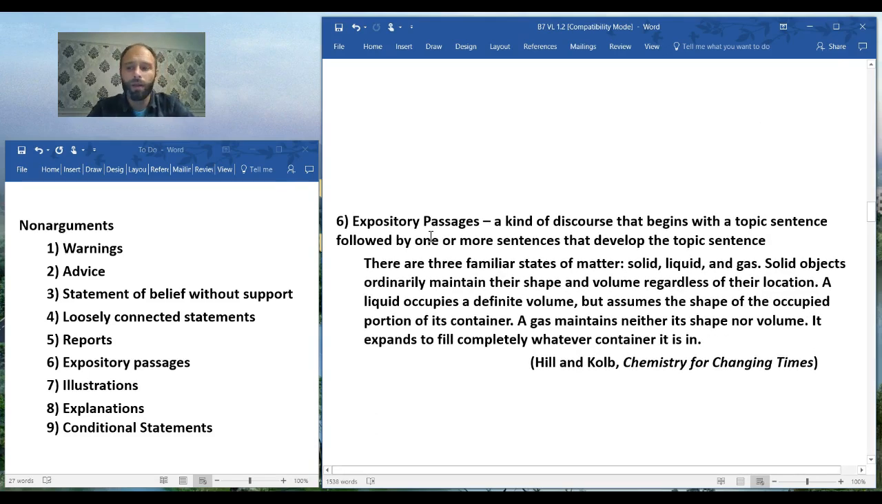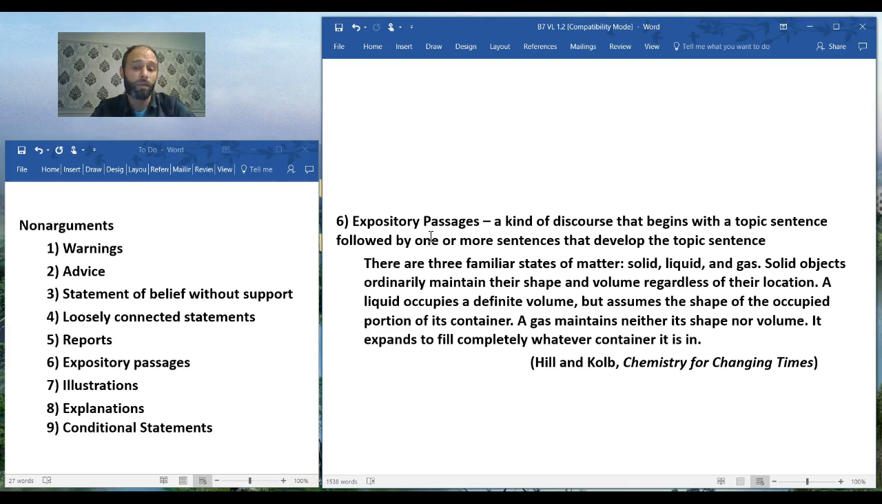Next kind of non-argument is expository passages. So an expository passage is a kind of discourse that begins with a topic sentence, followed by one or more sentences that develop the topic sentence, that expound upon the topic sentence, right? So here's an example. There are three familiar states of matter, solid, liquid, and gas. Solid objects ordinarily maintain their shape and volume regardless of their location. A liquid occupies a definite volume, but assumes the shape of the occupied portion of its container. A gas maintains neither its shape nor volume. It expands to fill completely whatever container it is in.